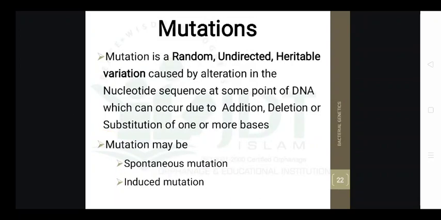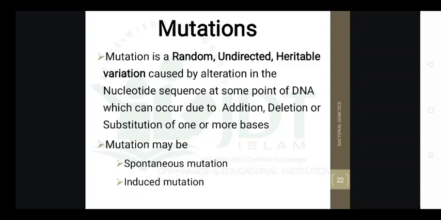Now, the first method for genetic variation is mutation. Now let's discuss mutation. What is mutation? Mutations are random, undirected, heritable variations caused by alteration in the nucleotide sequence at some point of DNA, which occur due to addition, deletion, or substitution of one or more bases.